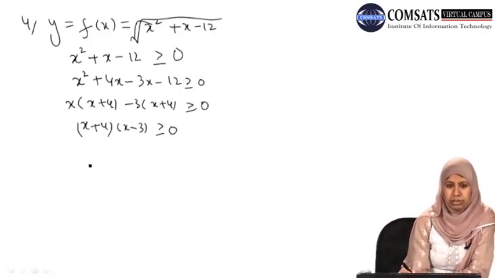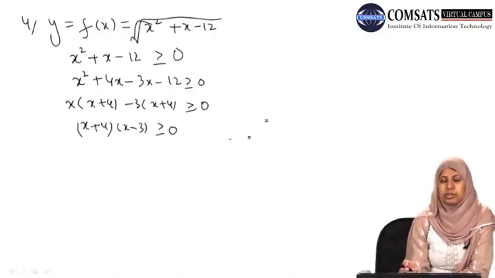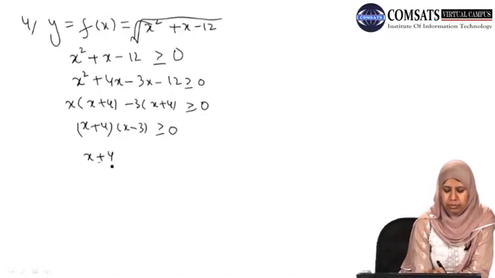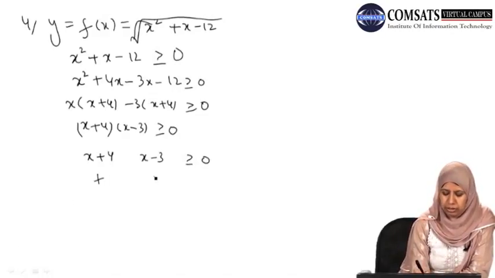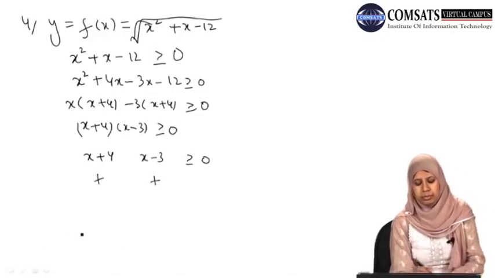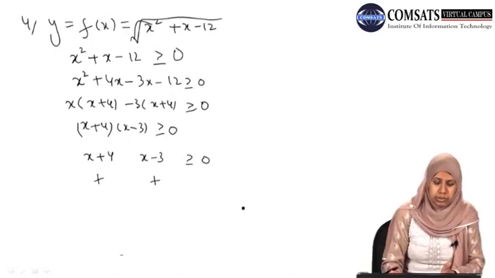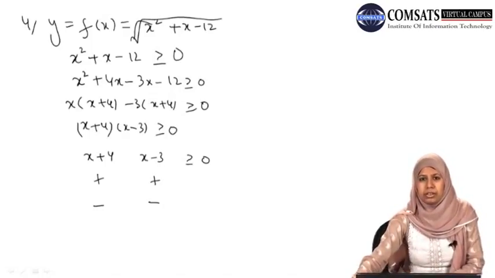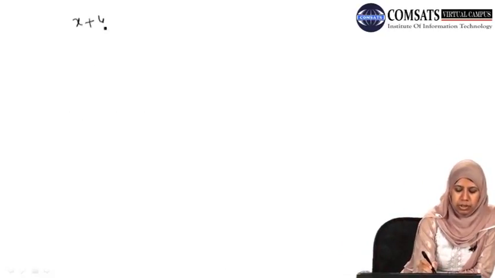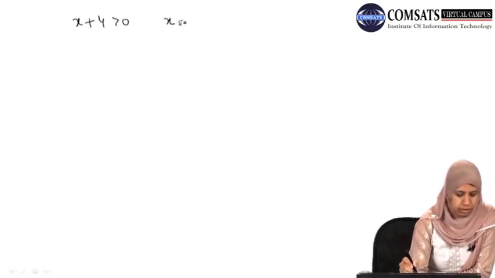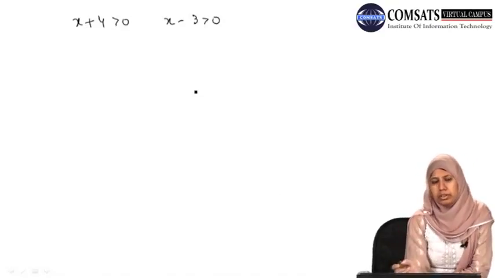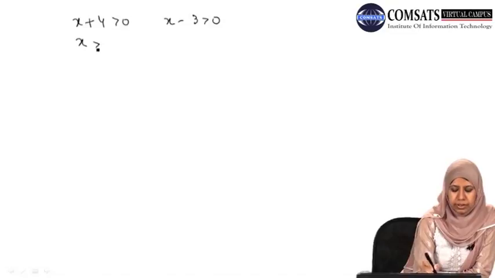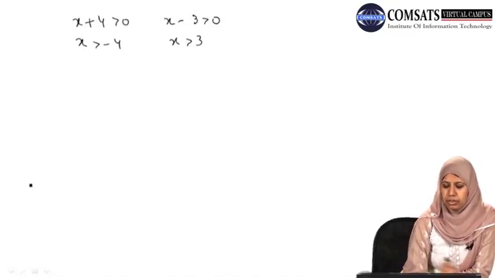Now we have a product of two terms greater than or equal to 0, which means that either both are positive, that is we are multiplying two positive things and obtaining something positive, or both are negative, which also results in a positive number. Let's have a look when both are positive, that is x plus 4 is greater than 0 and x minus 3 is greater than 0. Solving this inequality, we obtain x is greater than minus 4 and x is greater than 3.